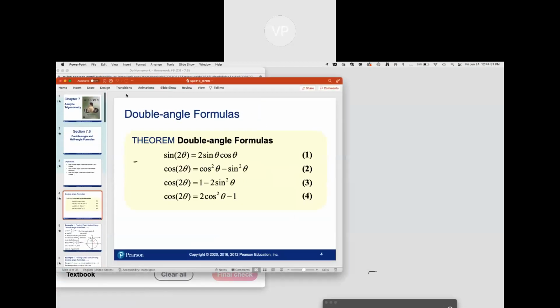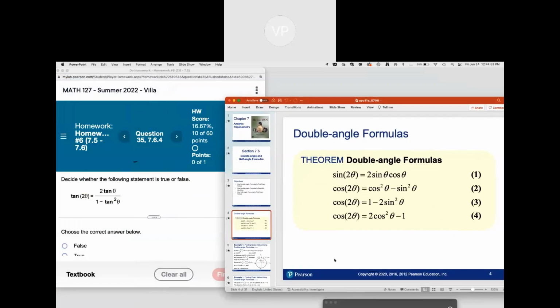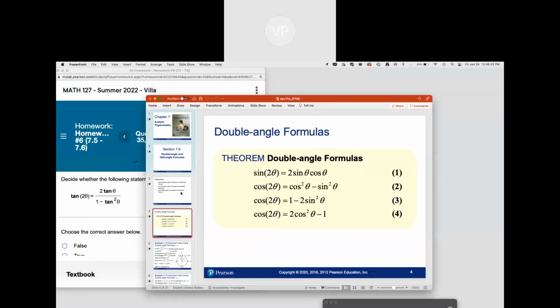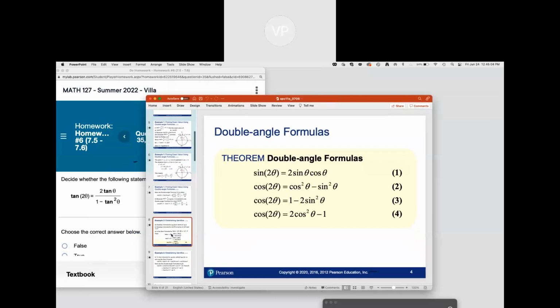Remember one of our first formulas we did earlier. We had only these for the double angles. They give us a tangent of 2 theta. So I don't really have much on that one. Do we have a formula? Well, go through.